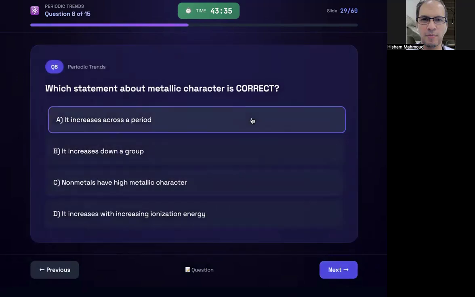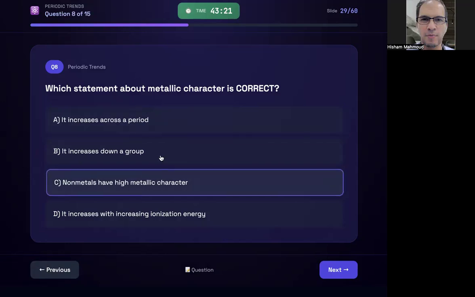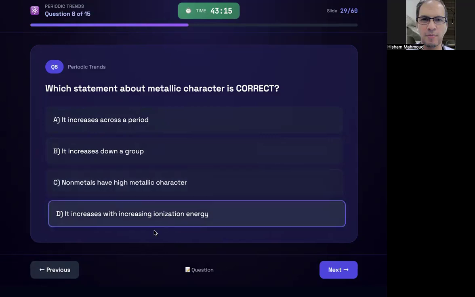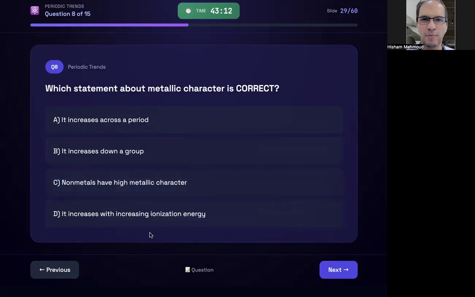Which statement about metallic character is correct? It increases across the period. So as you go from left to right, is it possible that you increase the metallic character while you are going towards the nonmetals? I'm giving you a hint. Does it increase down the group? Do nonmetals have higher metallic character, or does it increase with increasing ionization energy? Remember, you should always put an answer in the exam. Don't leave any question empty in the MCQ.